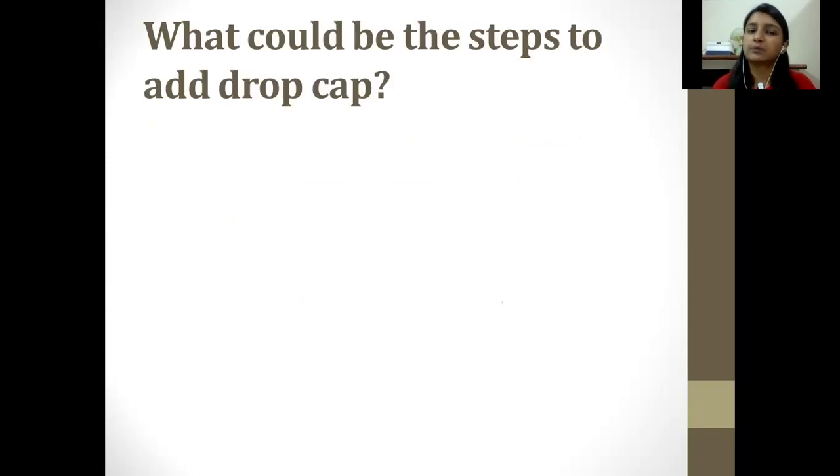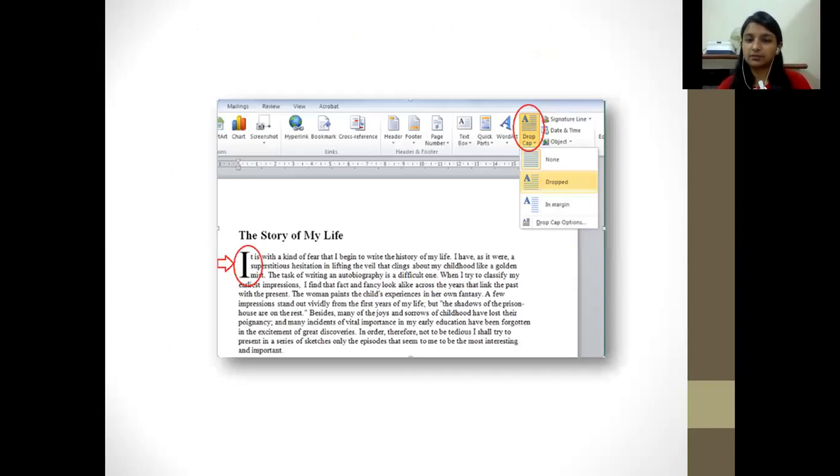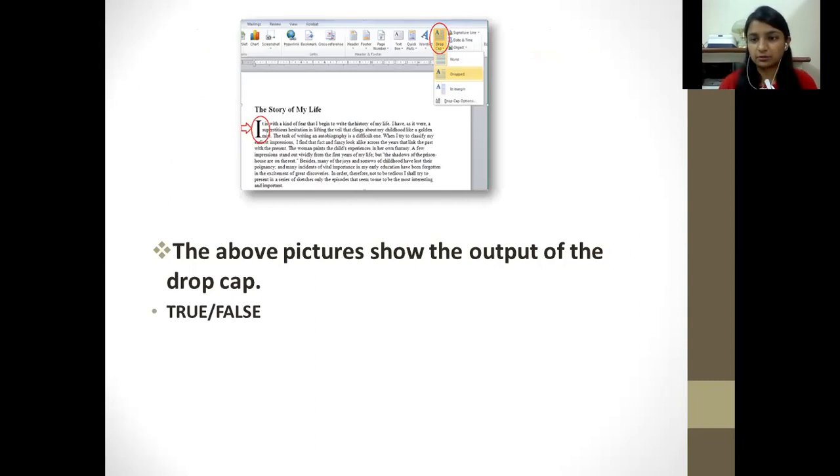Now, what could be the steps for adding drop cap? We know we would be opening the MS Word document first, then going to the insert button. After that, what are the steps? Let us see the steps, which I already discussed in brief. First of all, after clicking on insert, we would be clicking on drop cap. Then none is there, dropped is there, in margin is there. Then a lot of options are there, which we are going to do now, after this question.